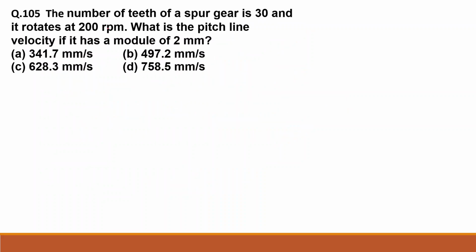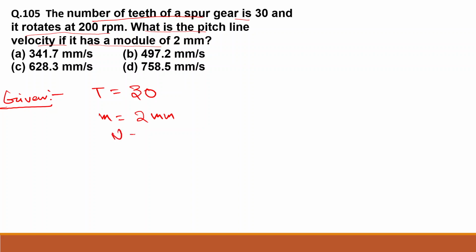The number of teeth of a spur gear is 30 and it rotates at 200 rpm. What is the pitch line velocity if it has a module of 2 mm? First I will write the given data. T is equal to 30, the teeth of the spur gear, and m, the module, is 2 mm, and the rotation N is 200 rpm.